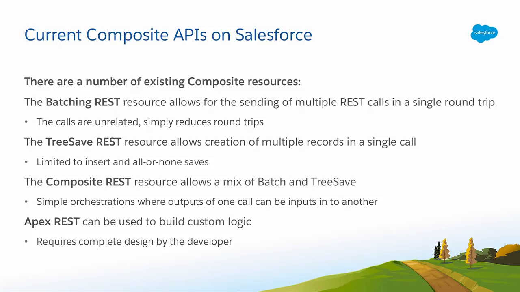Composite, as we briefly mentioned, allows you to combine together multiple requests and responses and to take data and perform this more complicated business logic within a single request. And then lastly, Apex will allow you to create your own code on Apex and expose that through either REST or SOAP interfaces.